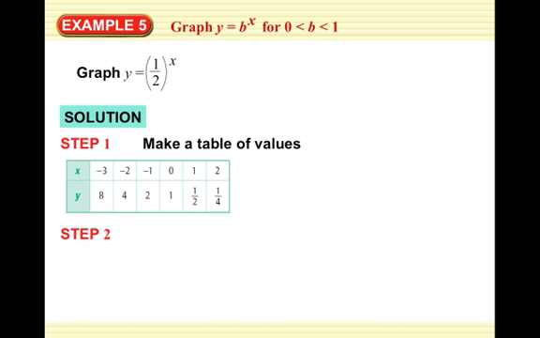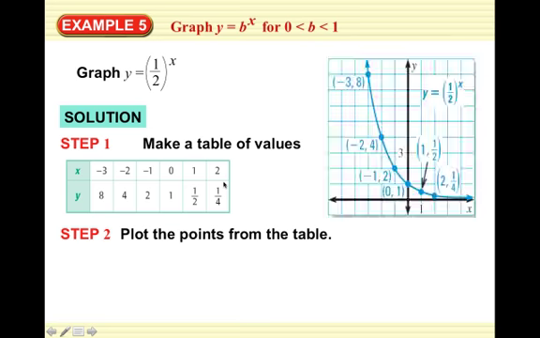When we plug in -3, we've got 1/2 to the -3 power, which means use the reciprocal, so that's going to give us 2 to the third, which is 8. 1/2 to the -2 power is going to be the reciprocal squared, so that gives us 4. 1/2 to the -1 power just means use the reciprocal of 1/2, and so we get 2. 1/2 to the 0 power is 1. 1/2 to the first power is 1/2, and 1/2 squared is 1/4.